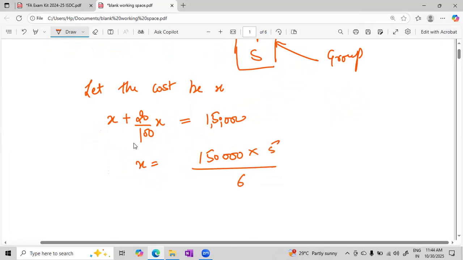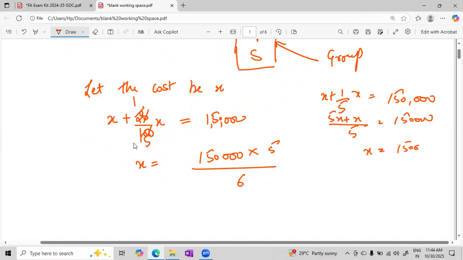You can do the cutting over here, 1 by 5. I have taken 5 over here and then I took the LCM. This is just basic maths. I'll show you once again how I have done it so that there is no confusion. I took the LCM 5, so 5x plus x is equal to 1,50,000 into 5. So x is equal to 1,50,000 into 5 upon 6, because 5x plus x would be 6x. That's how I have done this. So let us find the cost.